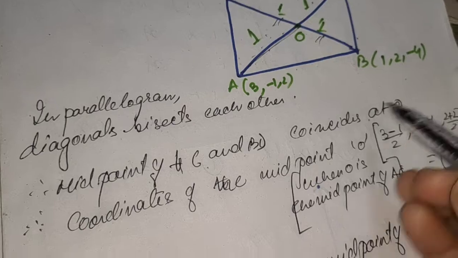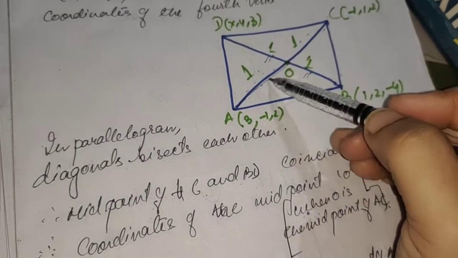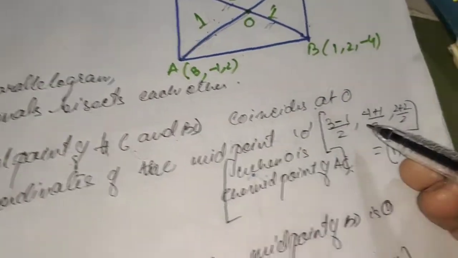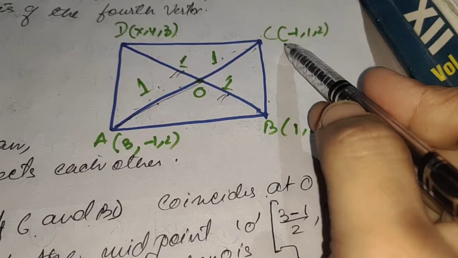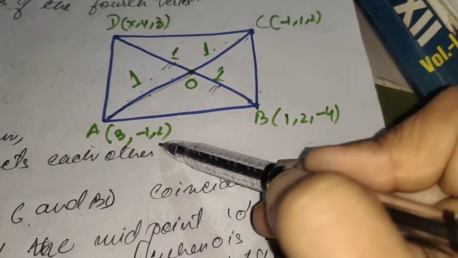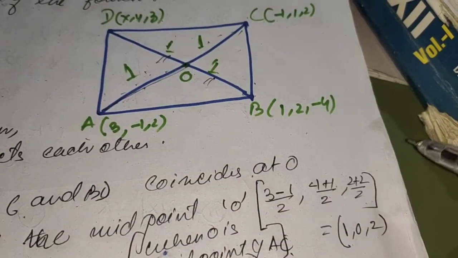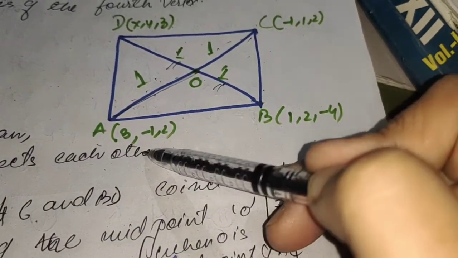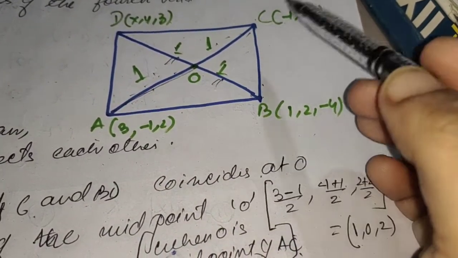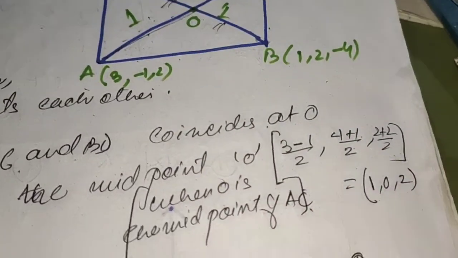Now the midpoints of AC and BD coincide at O. Therefore, the coordinate of the midpoint O, when O is the midpoint of AC, will be (3 + (-1))/2, (-1 + 1)/2, (2 + 2)/2. That means (x1 + x2)/2, (y1 + y2)/2, (z1 + z2)/2, because in both cases the ratio is 1 to 1. So ultimately it is (1, 0, 2).